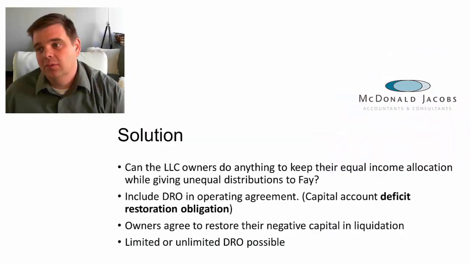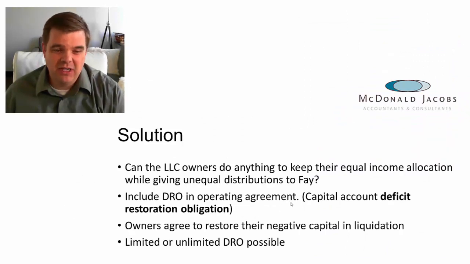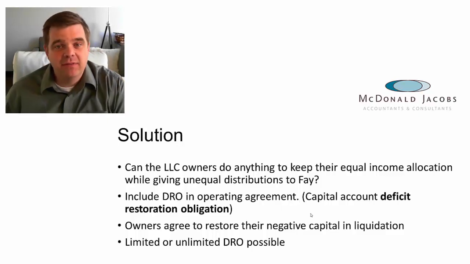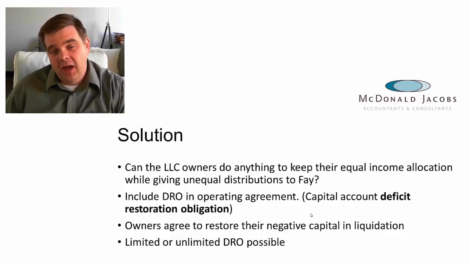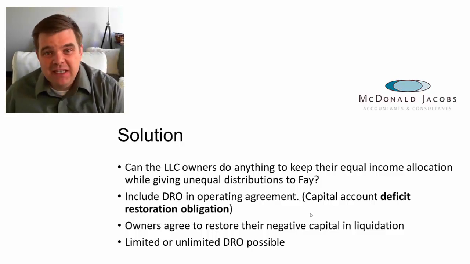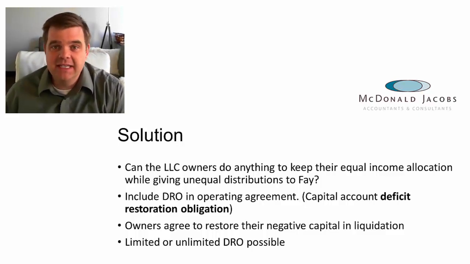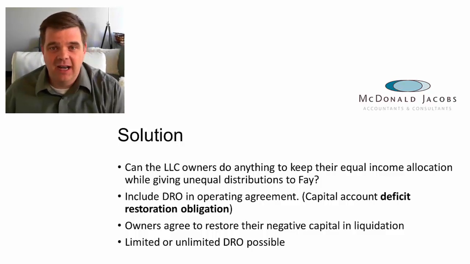And so we refer to that obligation as a deficit restoration obligation. So the way to solve the problem in this particular example would be for Faye to agree in the operating agreement, and usually it wouldn't be just Faye, it'd be all owners agreeing together, that they will restore their negative capital, which allows them to have negative capital and claim that allocations had economic effect.